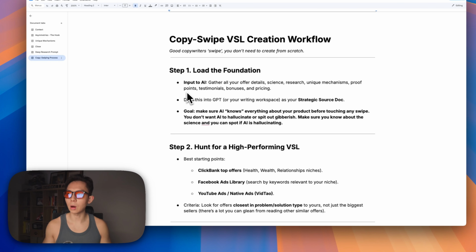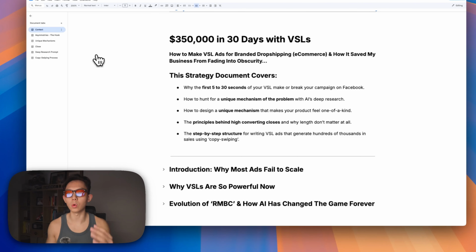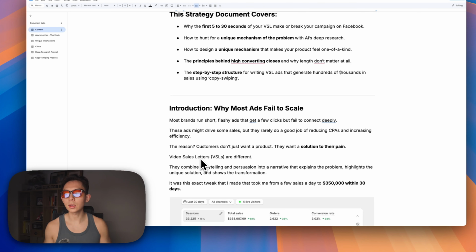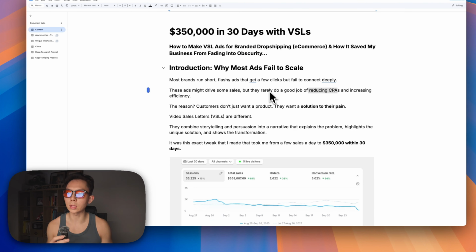So as you can see here, I'll explain how you can use this 9-step process to swipe and build your own winning VSL. Now let's dive into why most ads fail to scale. Most brands run short, flashy ads that get a few clicks but rarely connect deeply with the customers. And these ads might drive some sales, but it is mostly bottom of the funnel prospects, and they rarely do a good job of reducing CPAs and increasing your advertising efficiency.